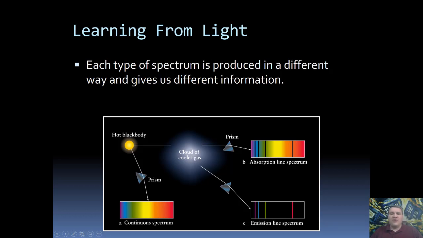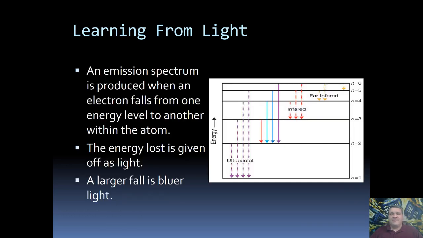Now, each of these is formed in a slightly different way and is therefore going to give us a little bit different information. Let's start with the emission spectrum. The emission spectrum actually goes back to how energy is stored in atoms. If you remember back, electrons are not just allowed to be wherever they want inside the atom. They're only allowed at certain special locations, and therefore can only hold very specific amounts of energy. We refer to these different locations and the amounts of energy as the energy levels.